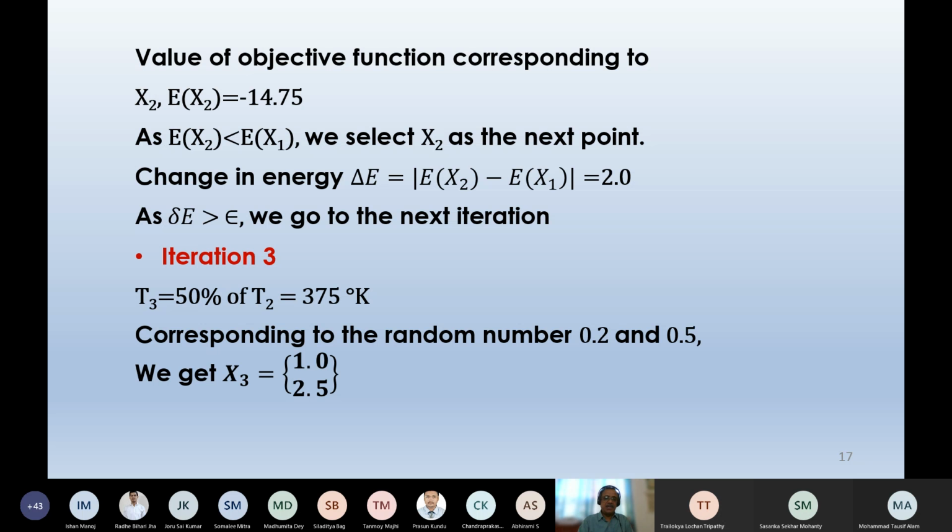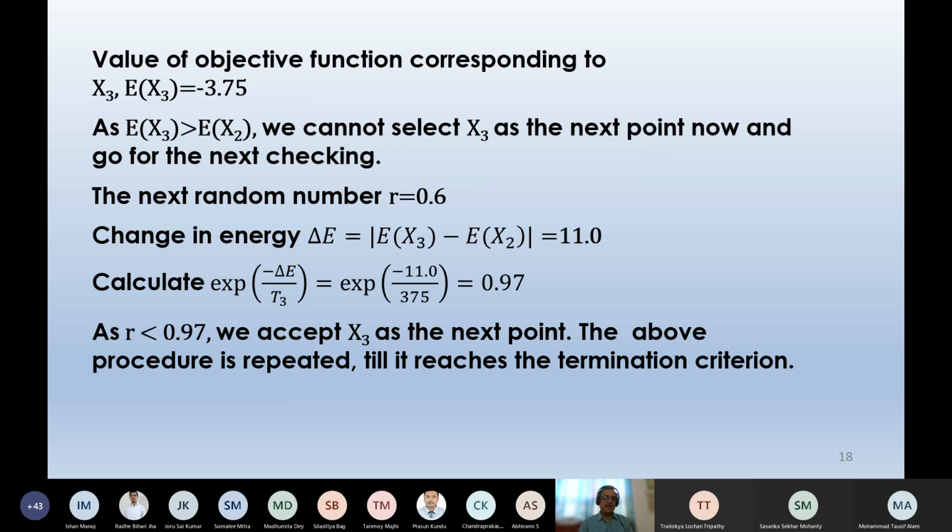Next iteration, T3 is 50% of T2, that is 375 degree Kelvin, corresponding to the random numbers 0.2 and 0.5. We get X3 equal to how much? 0.2 multiplied by 5.0, that is 1.0, and 0.5 multiplied by 5.0, that is 2.5. So we get X3 like this. We calculate the objective function value corresponding to X3. So Ex3 is minus 3.75.